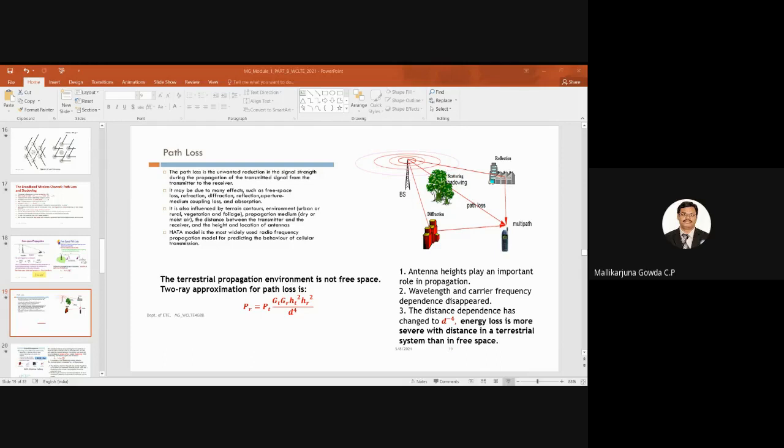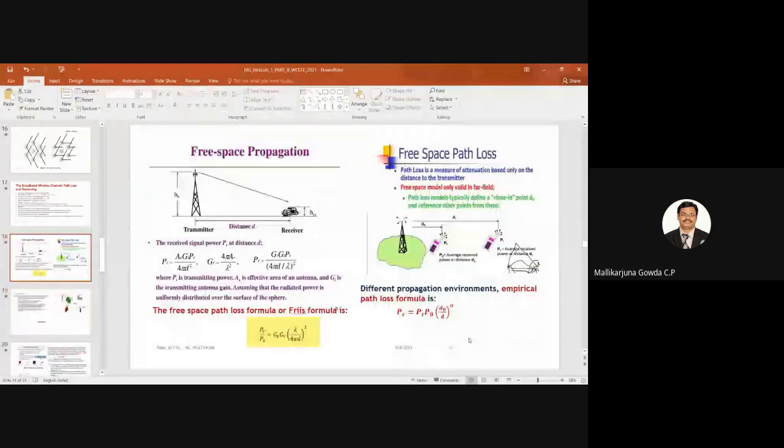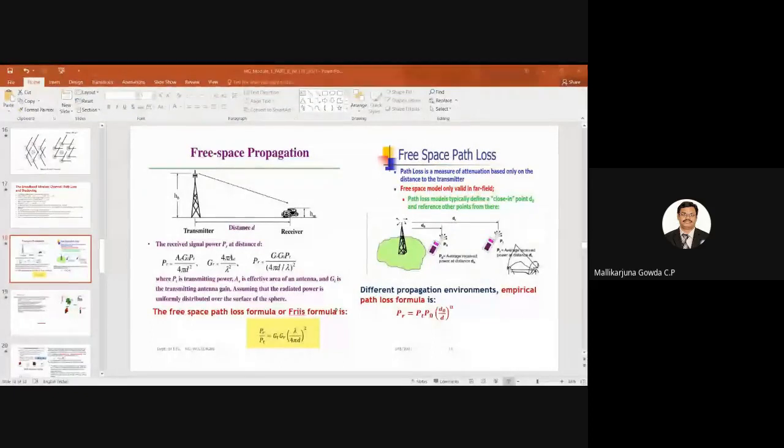Then, there are a variety of empirical models which are developed for finding the path loss. One such model, I said I will come back to this slide. Now we need to see the right picture. So this one is the empirical path loss formula, considering different propagation environments. So the empirical path loss formula is this.